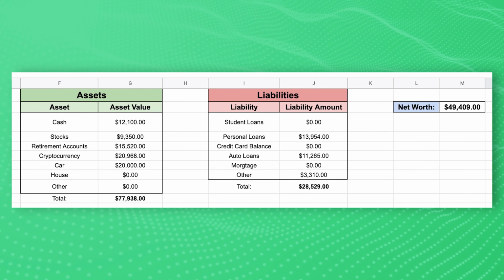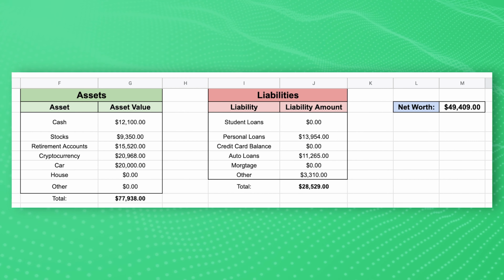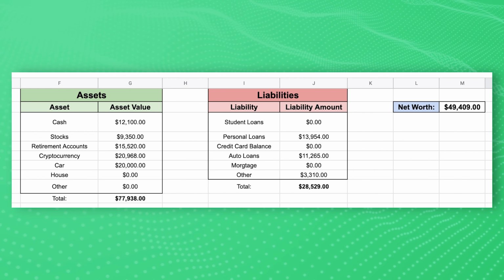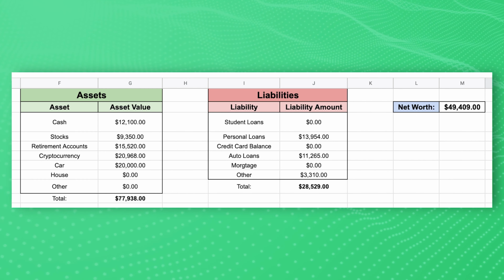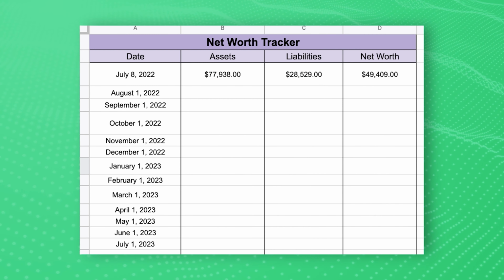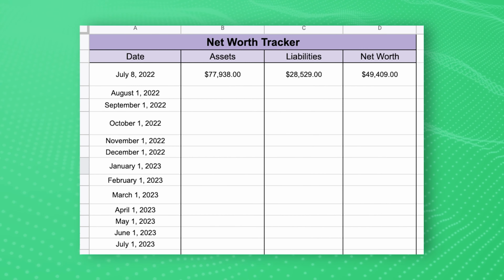After filling out both of these columns, my spreadsheet calculates the totals and determines the resulting net worth. With all of the numbers considered, I have a current net worth of just under $50,000. So what I've done after this is create a table for logging all of my net worth calculations.